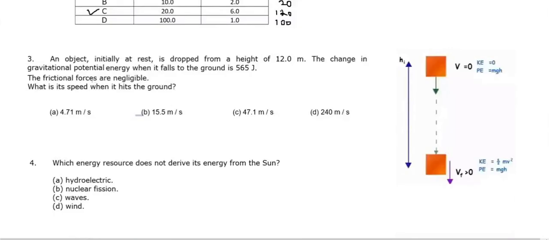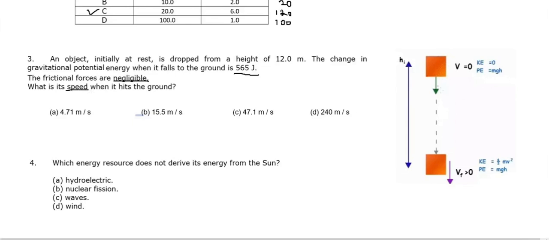Now question number 3. An object initially at rest is dropped from a height of 12 meters. The change in gravitational potential energy when it falls to the ground is 565 joules, and the frictional forces are negligible, so we are not counting the frictional force. What is the speed when it hits the ground? Here you can see the scenario; I have attached an image.